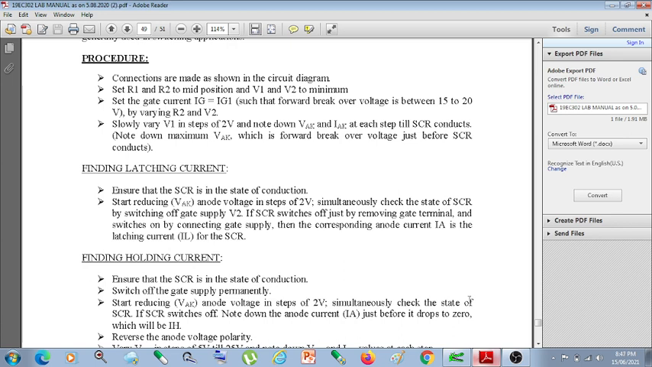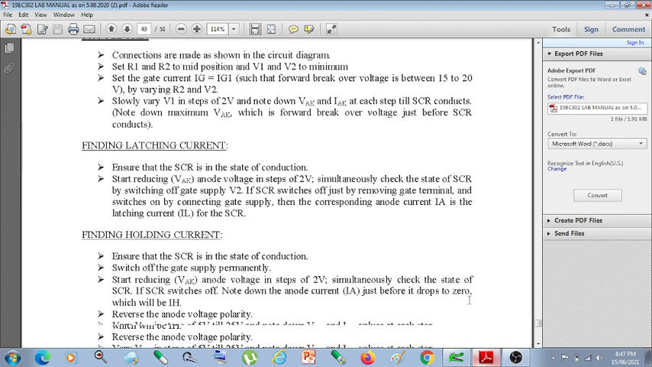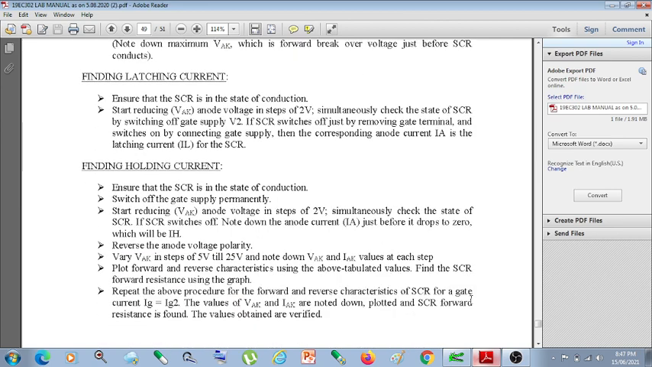Switching off gate supply V2: if the SCR switches off, remove the gate terminal and switch on the gate supply connections. Now we need to find the holding current. Vary VAK in steps of 5 volts till 25 volts, and note down VAK and IAK. We need to vary the voltage and note down VAK and IAK. So these are the procedures.